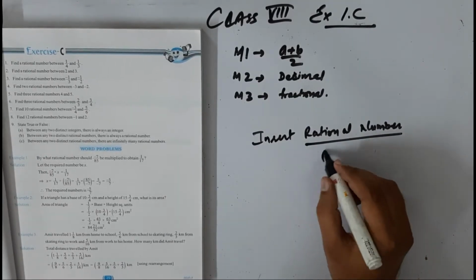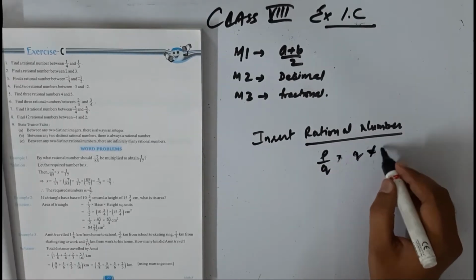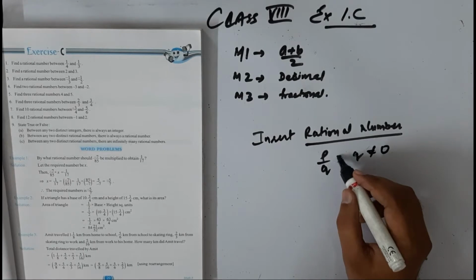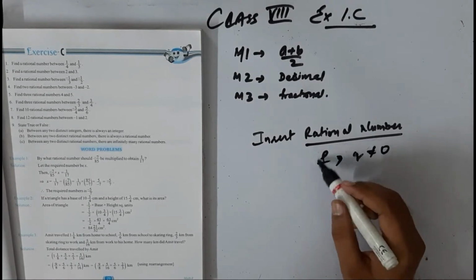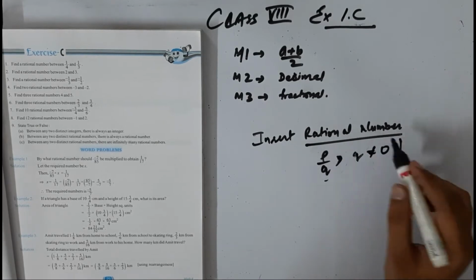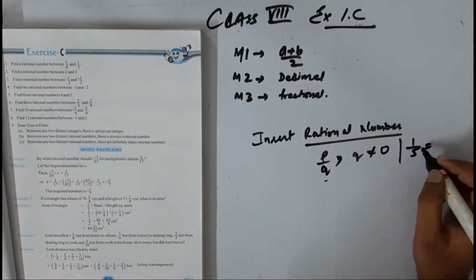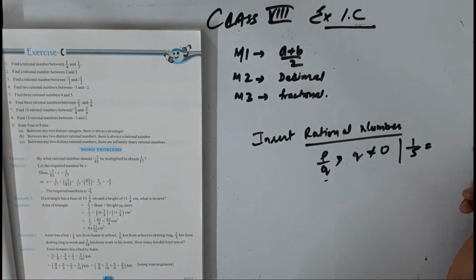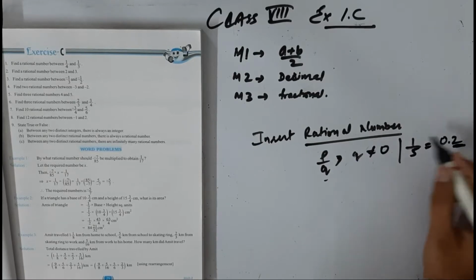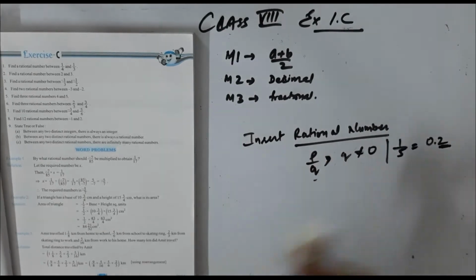I told you earlier what is the meaning of rational number. Any number which can be written in the form of p upon q, where q is not equal to 0, denominator is not equal to 0, will be called a rational number. I also told you one more thing: if we divide any fraction and it gives a terminating decimal, then it will also be called a rational number. So here we will use that property.